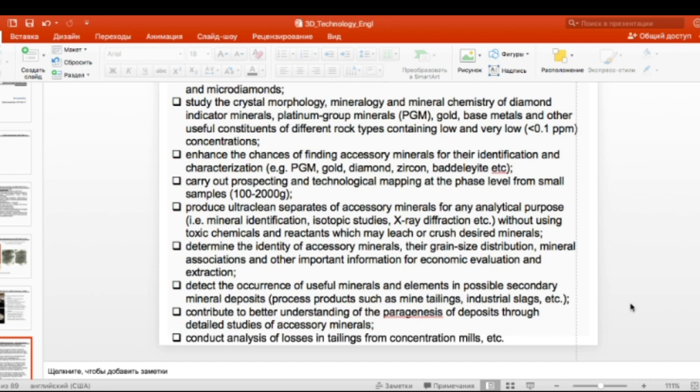The next one is to contribute to better understanding of the petrogenesis of the deposits through detailed studies of accessory minerals. Definitely, when you have the accessory mineralogy that keeps all the information on its own occurrence, their associations, it's always, I would say, the possibility to read through the genesis of the specific ore body, understanding its thermobarometry, everything to do with temperatures and pressures of the occurrence of different mineral phases.